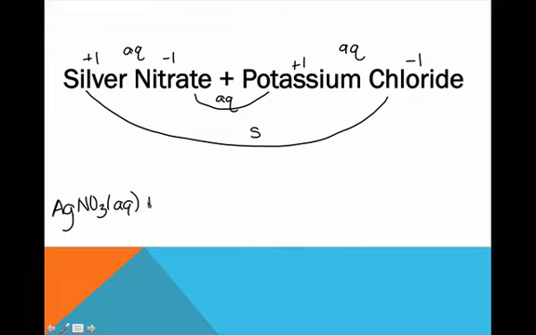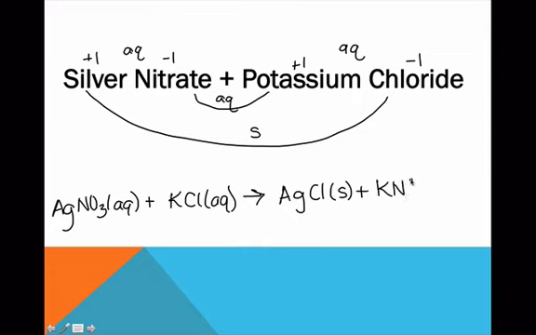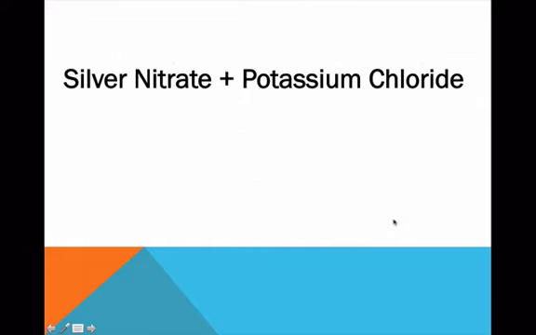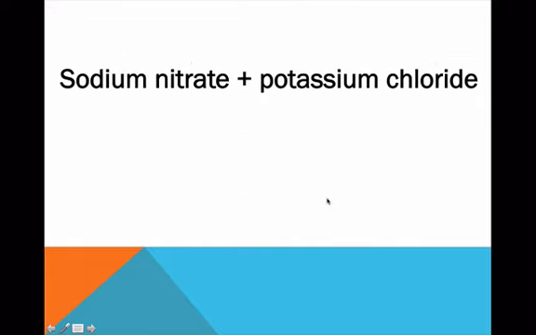I have silver nitrate, aqueous, plus potassium chloride, aqueous, gives me silver chloride, which was my solid, plus potassium nitrate, which was my aqueous. And before I even started writing, I knew I would be okay with balancing. I don't have to balance this because all my charges are identical. So this is it. We're good. I included states, and that's what you would do for that one.